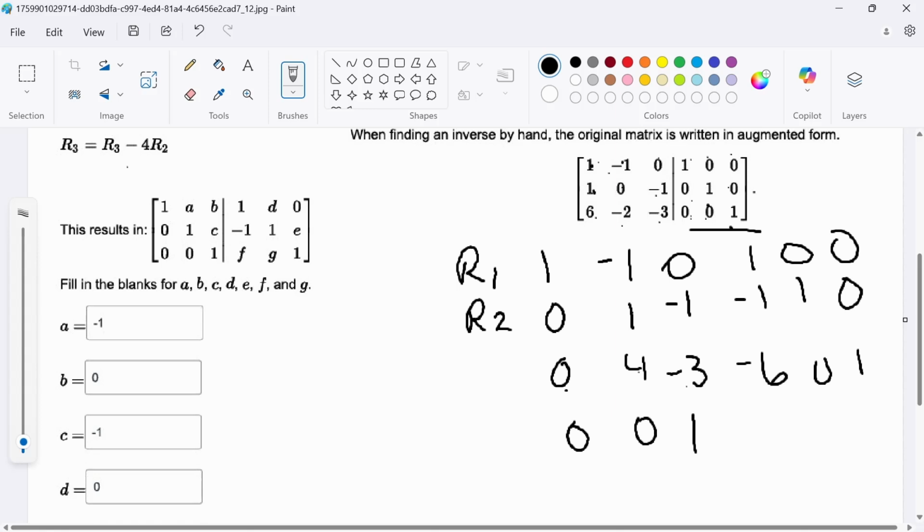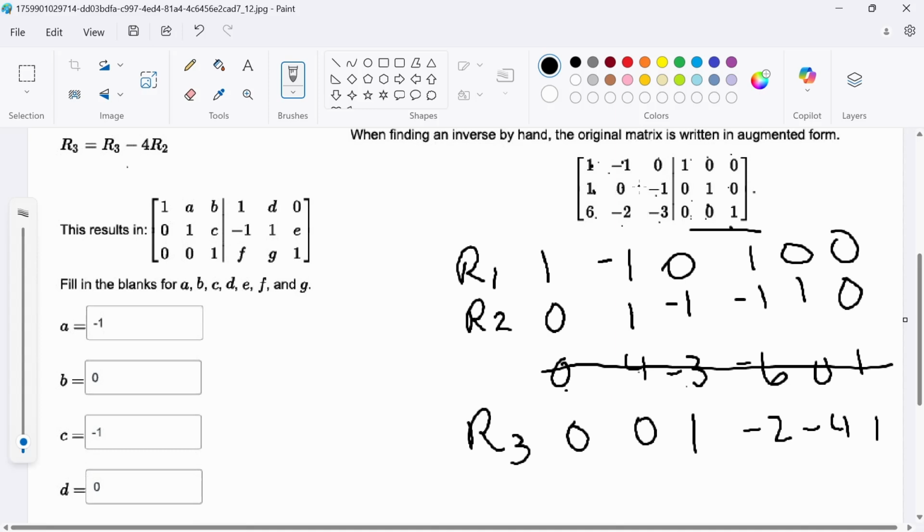And then negative 6 minus 4 times negative 1. Minus 4 times negative 1 is 4. Negative 6 plus 4 is negative 2. 0 minus 4 times 1 is negative 4. 1 minus 4 times 0 is still 1. So this is my row 3. It's going to look like that.